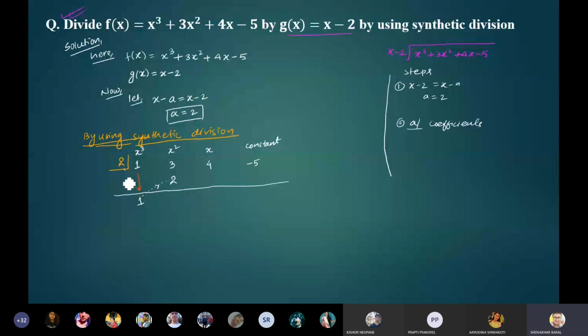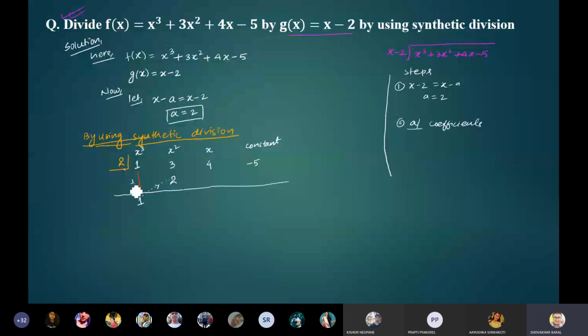Are you following me or not? Okay, let me check the students here. Okay, 35 students are present here. Oh, sorry, 46 students are present here.